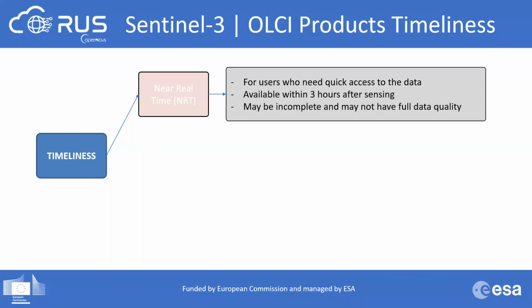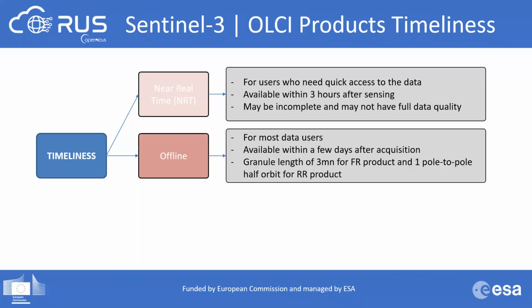The product we are going to work with today are the offline products. They are intended for most data users. They are available within a few days after acquisition, and the measurements are gathered by a granule length of 3 minutes for full resolution products and 1 pole-to-pole half orbit for reduced resolution product.